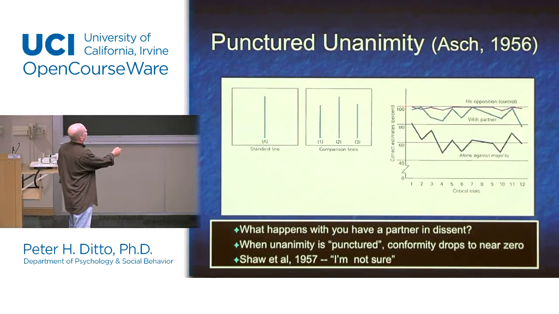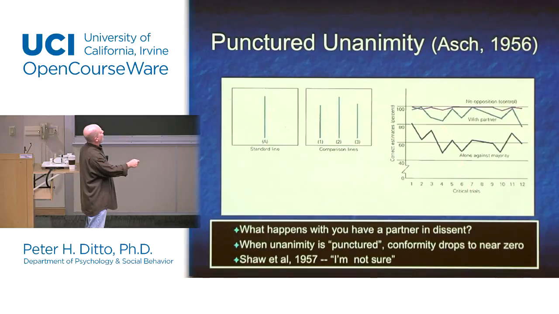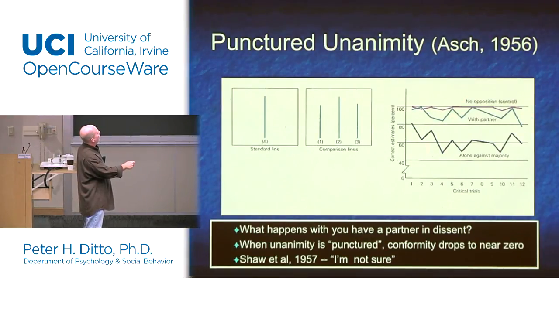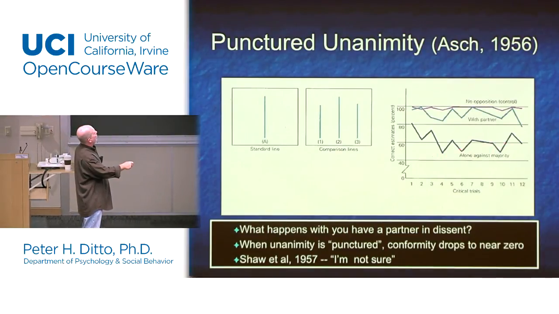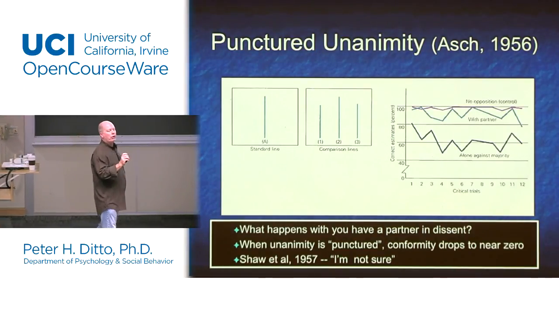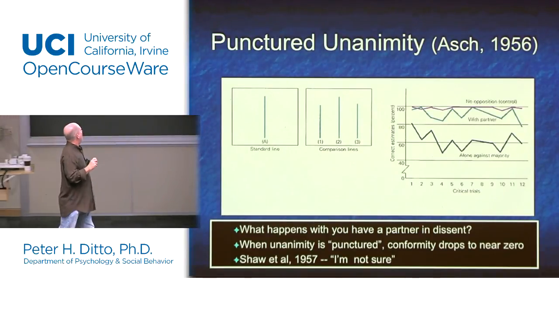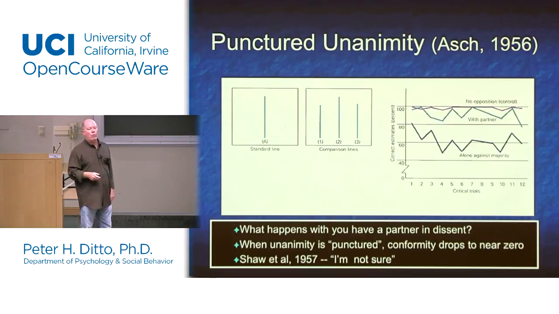It's a little bit hard to see. So this is the correct estimates. This line here is the no opposition. So this is when people get them all right. These are the critical trials, right? This is how likely they are to give the right answer. So when there's no opposition, they almost always give the right answer. When they're alone against the majority, they tend to conform, so they give the wrong answer, and their accuracy goes way down. But when there's just one other person who gives the right answer, they almost pop all the way back up again. So if you could have one other dissenter, that gives you a lot of power. When unanimity is punctured, conformity drops almost to zero.